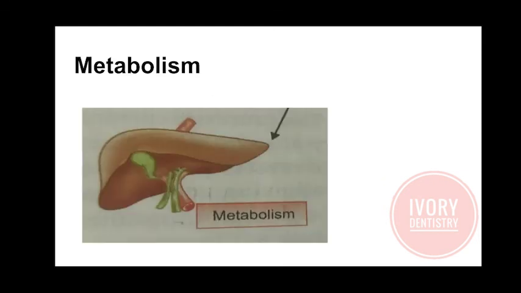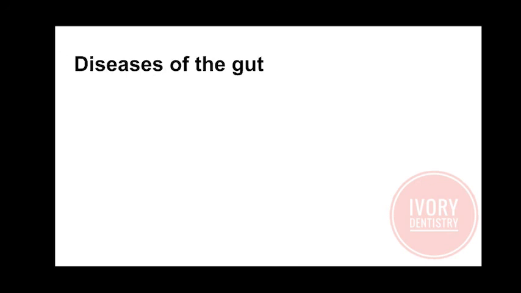Metabolism. Some drugs may be degraded in the GI tract. Example, nitroglycerin, insulin. Such drugs should be given in higher doses or by alternative routes. Last one, diseases of the gut like malabsorption and achlorhydria result in reduced absorption of drugs.